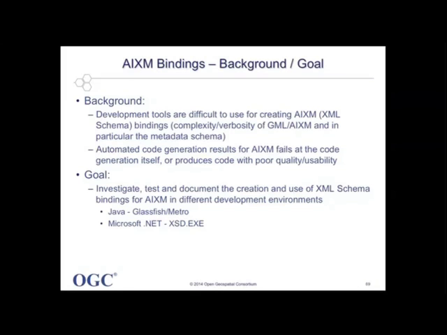So here's an overview of the work and its outcomes. The background is that the development tools are difficult to use for creating AIXM, the XML schema, bindings due to the complexity and verbosity of GML and AIXM, and in particular the GML metadata schemas. Automated code generation results for AIXM fail at the code generation itself. So this is one of the first showstoppers that have been observed while trying to create data bindings for AIXM 5.1.